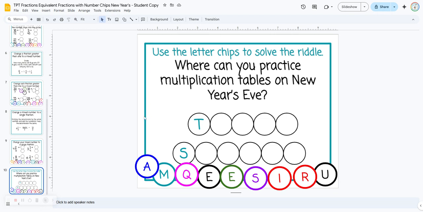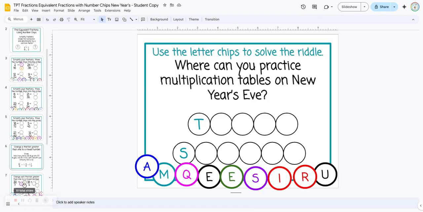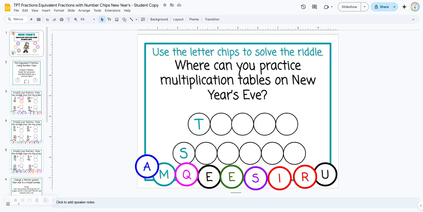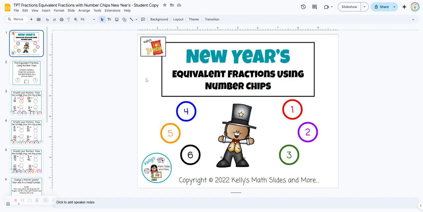Now when they get down to slide 10, just for fun, they have a New Year's riddle. Where can you practice multiplication tables on New Year's Eve? And they're just going to put these letter chips into the correct place to solve the riddle. So if they get all of the slides done, that gives them something fun to do at the end that relates to New Year's. So this is a New Year's version of equivalent fractions using number chips.